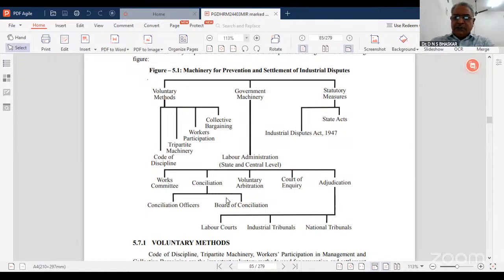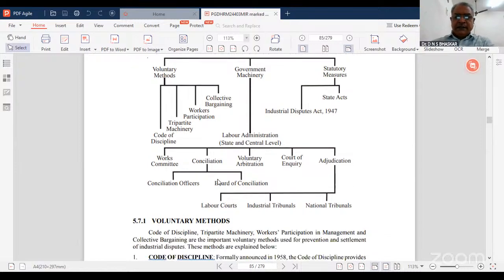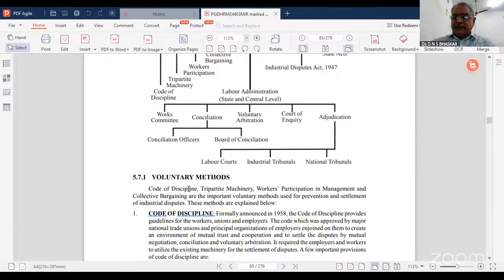And government machinery is also there to solve industrial disputes. So then labor administration and labor councils are there. What are the various labor councils? There is the works committee, conciliation, voluntary arbitration, court of inquiry, and adjudication is also there. In the course of conciliation, conciliation officers are appointed and boards of conciliation are also appointed.